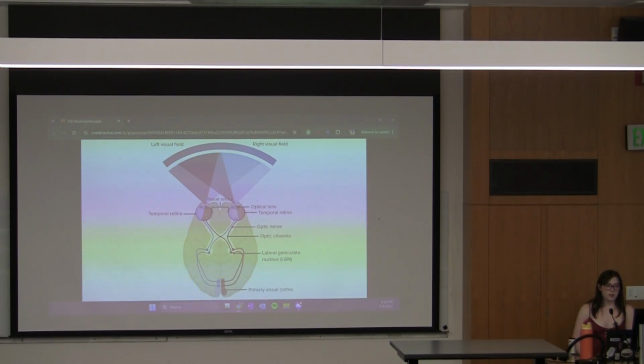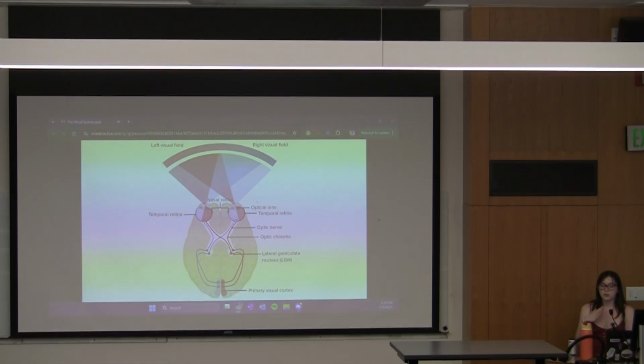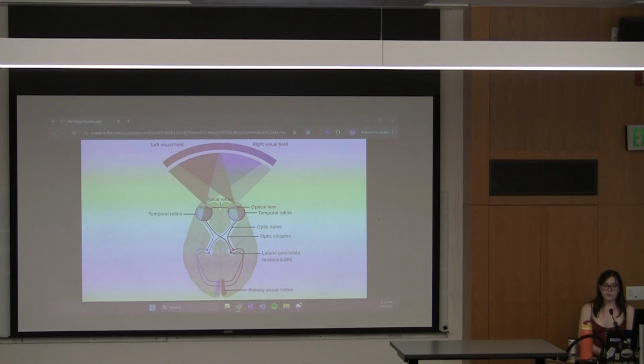So here is an image of the pathway of how information from our visual field travels to the occipital lobe. Each eye sees a part of both the left and right visual fields. The left visual field hits the right side of each eye, the nasal retina of the left eye and the temporal side of the right eye. The right visual field hits the left side of each eye, the nasal retina of the right eye and the temporal retina of the left eye.